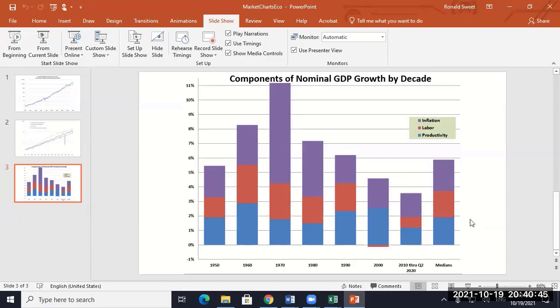But that's the key to productivity: we've got to take those most heavy employment industries, and they've got to become more productive. And right now they're not. They're going the wrong direction.